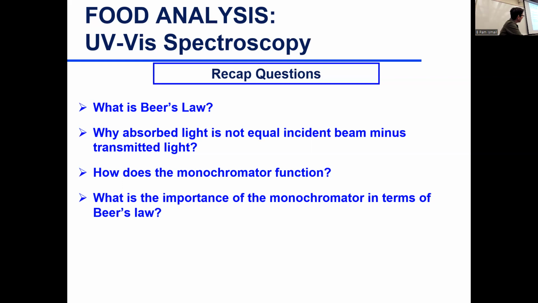What is the importance of the monochromator in terms of Beer's law? Yeah, it's based on monochromatic light. So the relationship is based on that, because different wavelengths have different abilities. Yes. Basically, compounds at different wavelengths have different absorptivity. If you have polychromatic light, you cannot relate, you have deviation of Beer's law. So you really need to have this selected wavelength to get the absorptivity, to measure absorption and relate it to concentration.